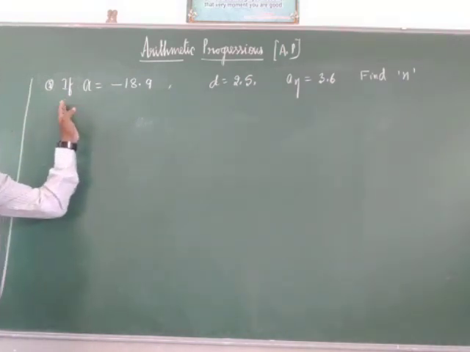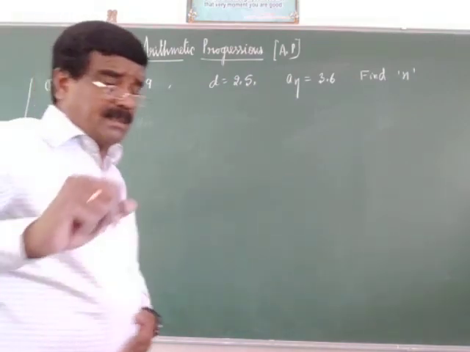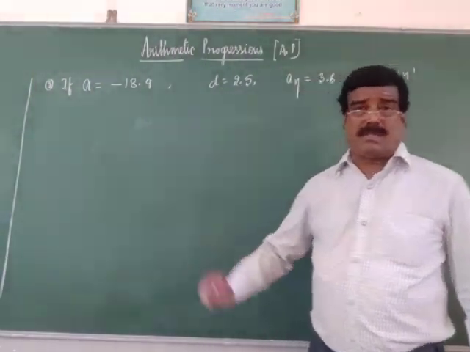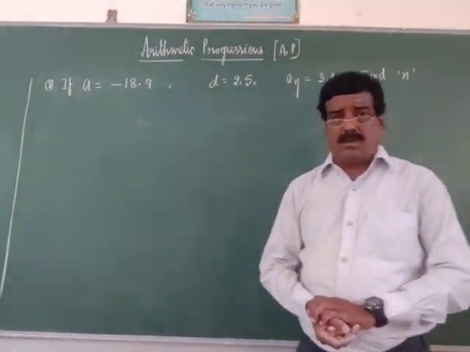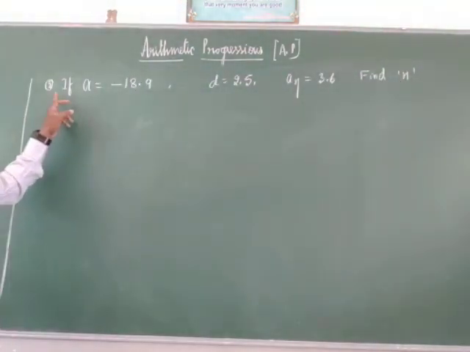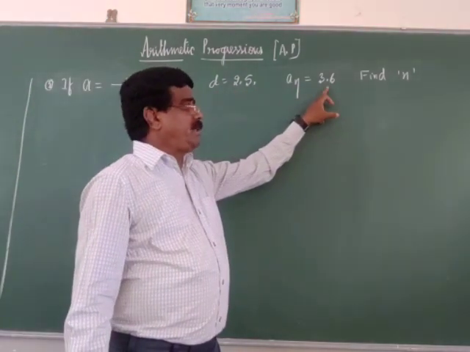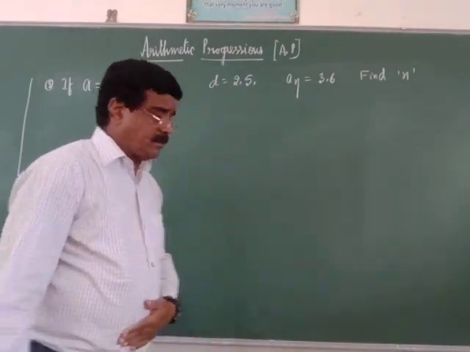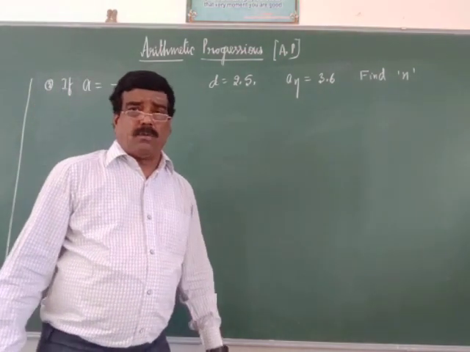Yes, children, this sum is taken from your exercise 5.2, the fourth sum, because it contains some decimals. I have taken this as the remaining sum. Please try to get the answers yourself. Here it is given: a is equal to minus 18.9, d is equal to 2.5, an is equal to 3.6, find n. For the time being, I am not writing the data, children. That is the understanding level, over.